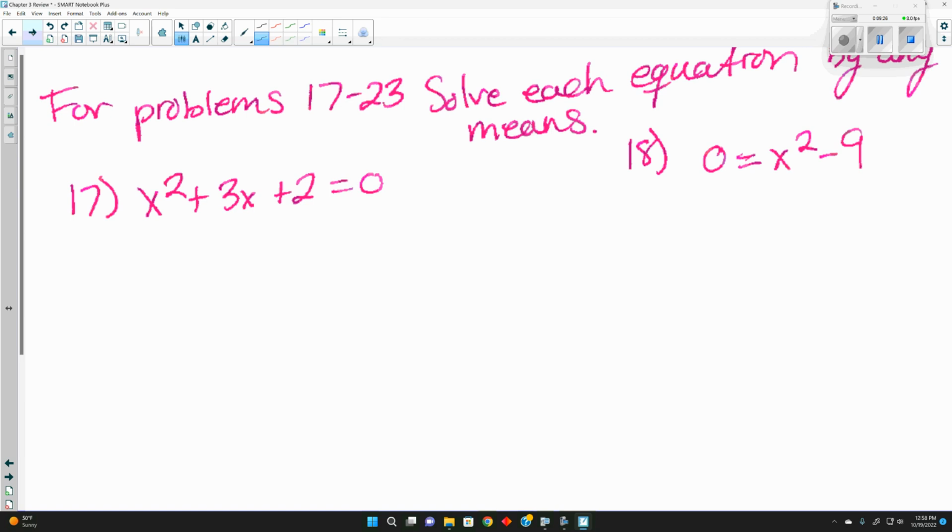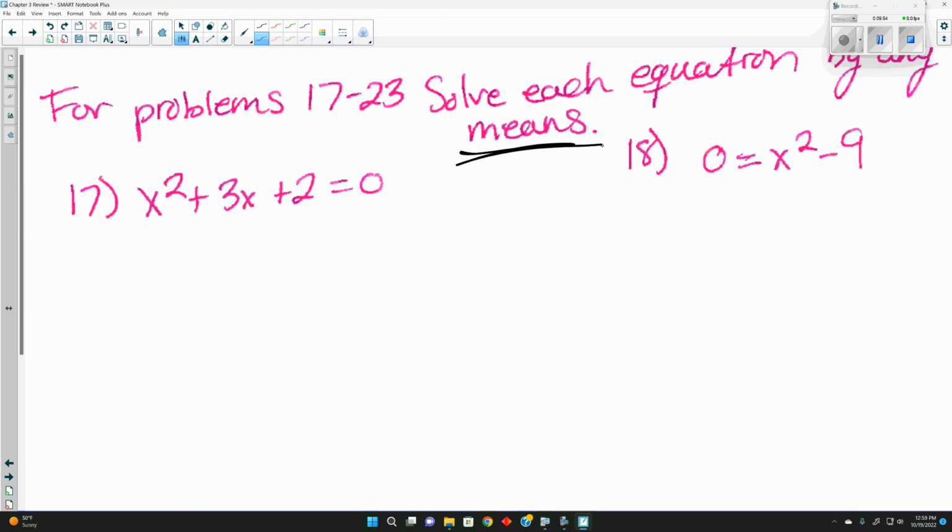All right, let's look at 17 through 23. This here, it says solve by any method. So any method that we've learned is good to solve these. We could graph it, we could factor it, we could use the square root method, we can use completing the square, we can use the quadratic formula. We can use any method that we want because it says solve by any means.